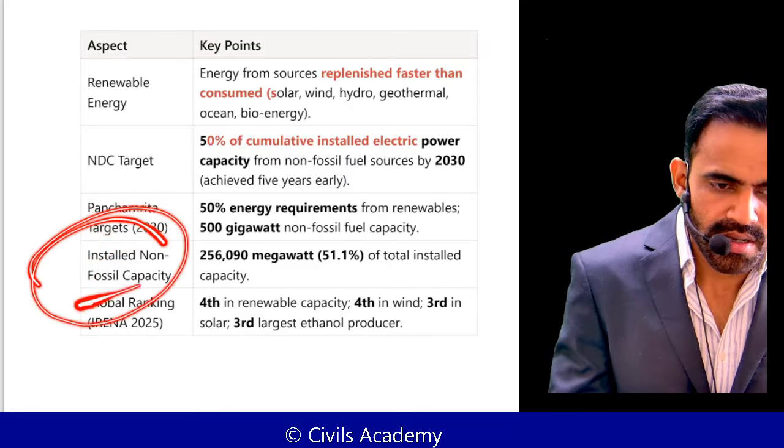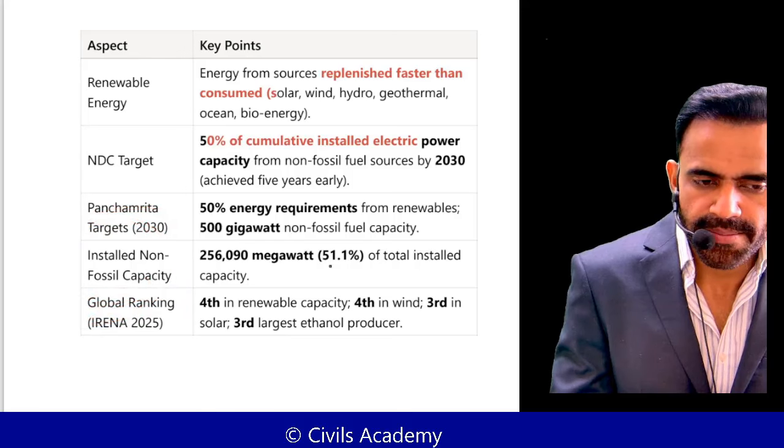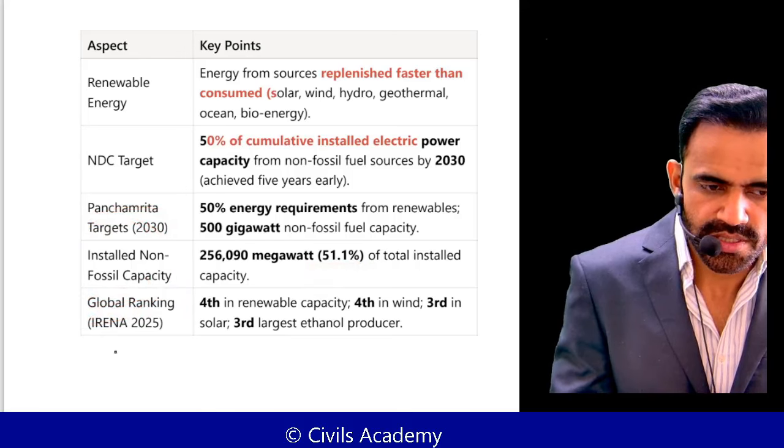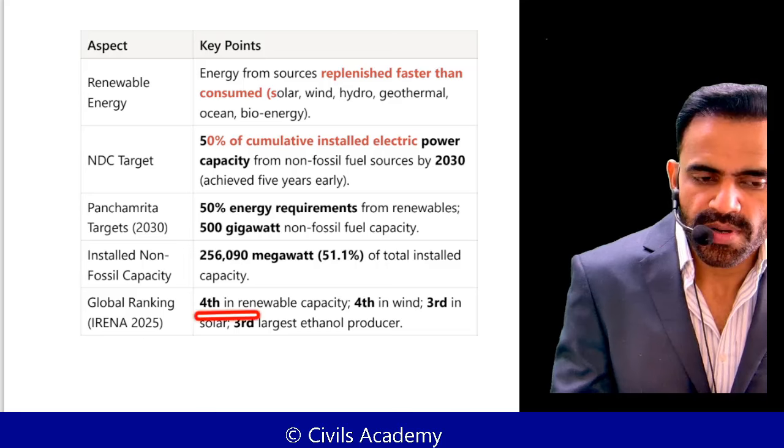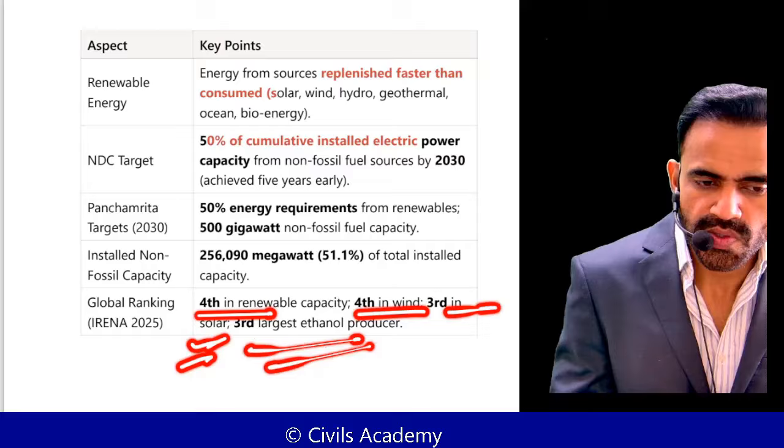How much is our installed non-fossil capacity? That is roughly 51.1%. In terms of global ranking, India is 4th in renewable energy, 4th in wind, 3rd in solar, and 3rd in ethanol production.